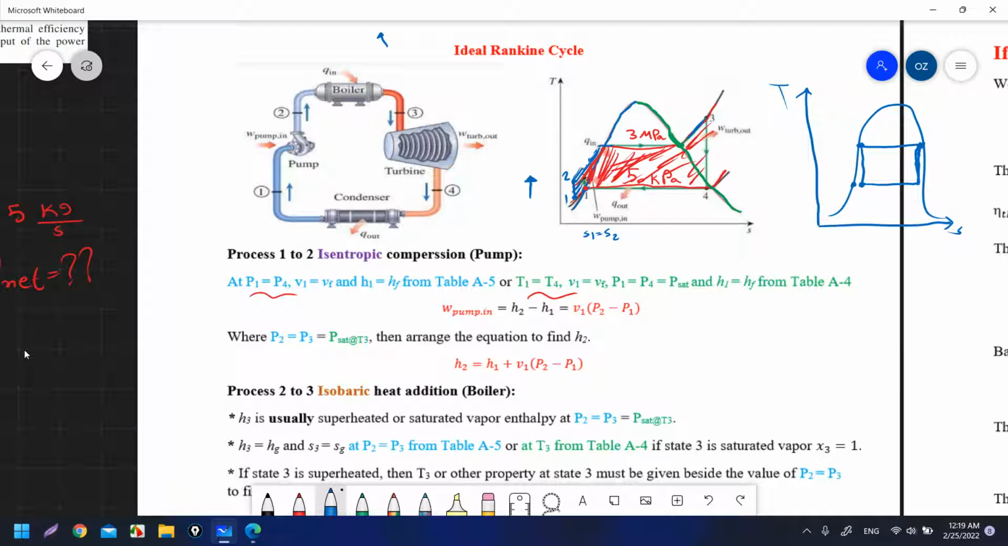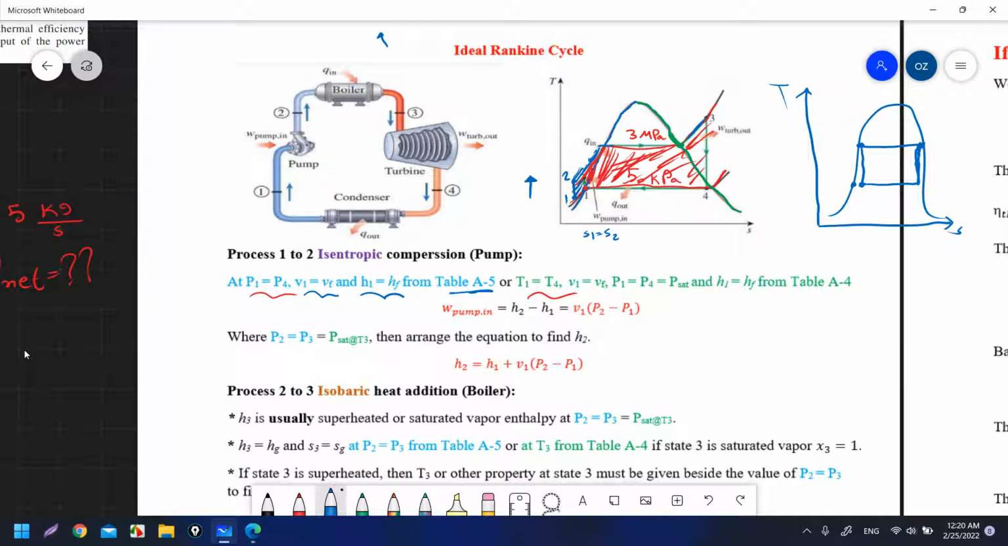Okay, but here we have state 1 as saturated liquid. That is why I said that v1 will always equal vf and h1 will always equal hf. From table A5, because I have the pressure and the pressure table for steam is table A5. If it is R-134a refrigerant, you will find it from table A11 to A13, and the pressure table for R-134a will be table A12. Okay, here we have steam, we have water. So the first thing is to find v1 equal to vf and h1 equal to hf.